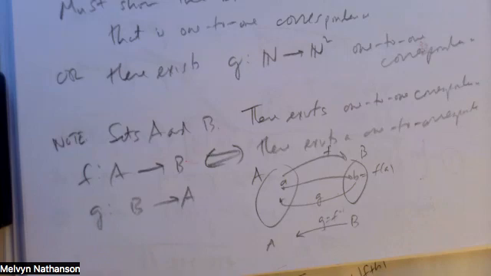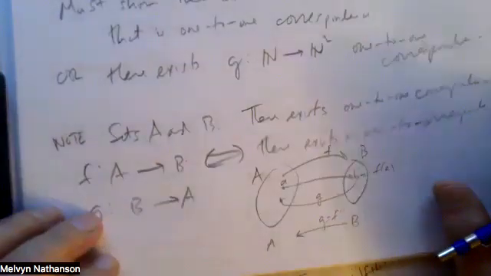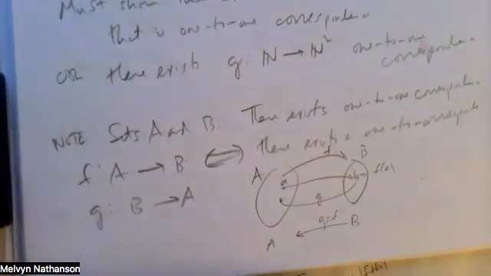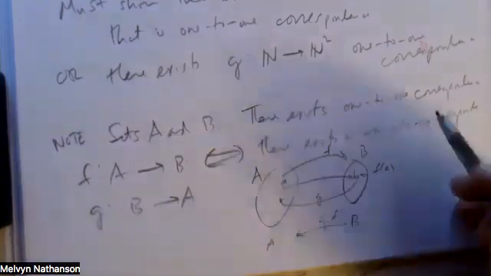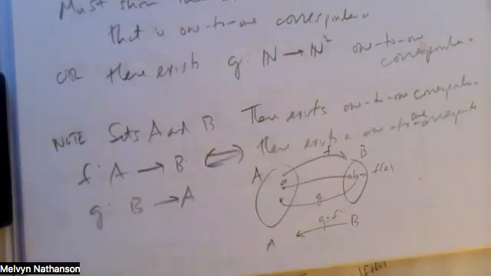Oh, okay. And for it to be a one-to-one correspondence, it has to be one-to-one and onto. Oh, okay. So, I don't care which way you want to do the function.